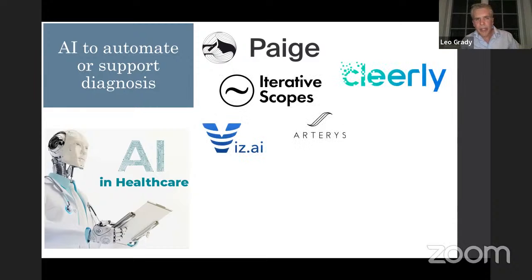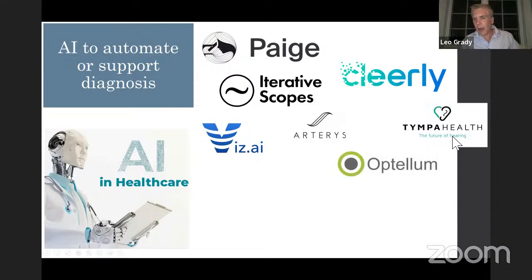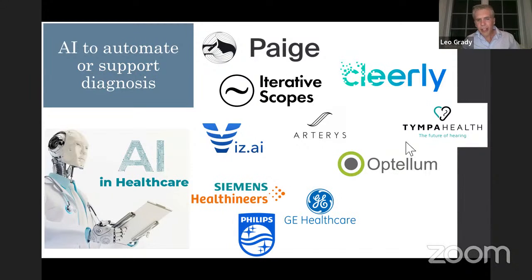There are other companies in this space that are doing something similar. Iterative Scopes is building AI applications in colonoscopies. Clearly is building AI applications in cardiology and cardiac CAT scans. Viz.ai for stroke detection, Arteris for cardiac analysis. Optellum is working on AI applications for lung nodule identification. Timpa Health for ear assessment from images through an imaging device in your ear. And then, of course, these large radiology players, Siemens, Philips, GE, are also building AI applications to plug into their MRI machines or CAT scanners or whatnot.